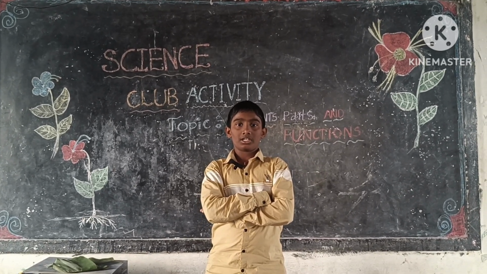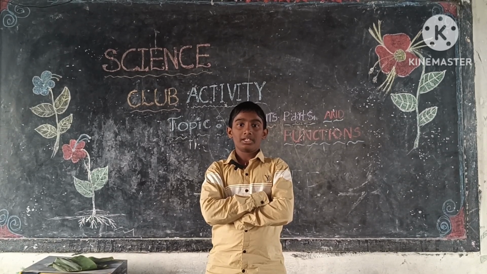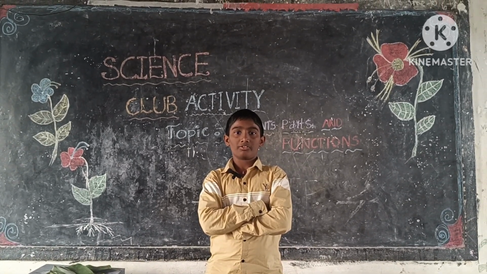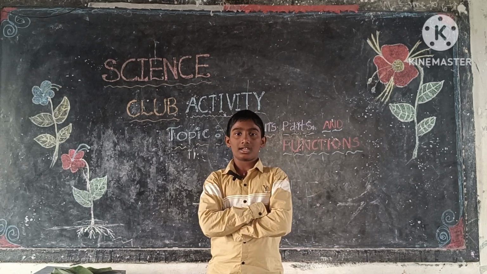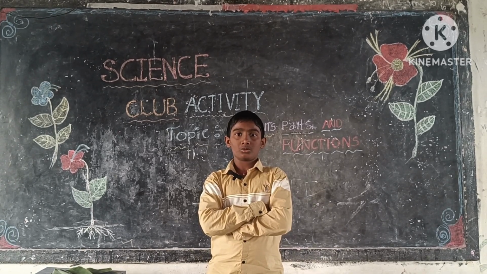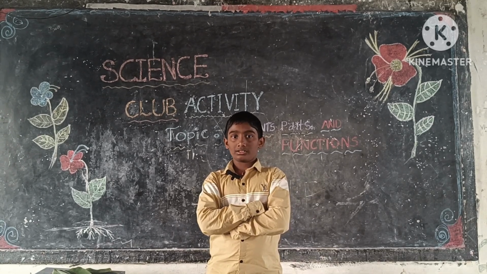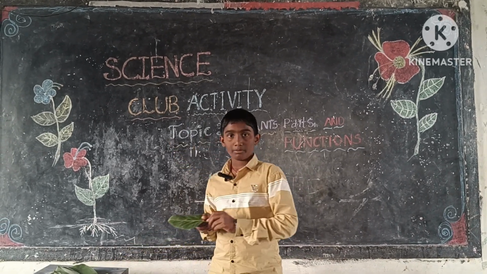Now I am telling about reticulate venation. Veins and veinlets are arranged in the form of a network or zigzag manner. It is called reticulate venation. Example: banyan leaf.